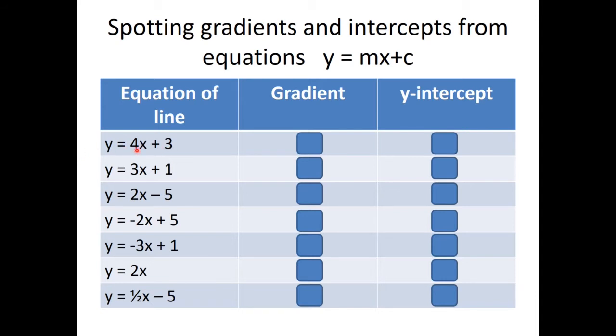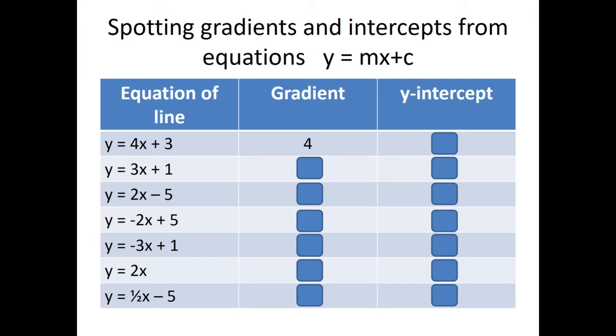So the first one, we've got y equals 4x plus 3. Remember the m, which stands for gradient. It's a little bit annoying that it's m, isn't it? I'd rather it was g, but someone's decided it's going to be m, so we're going to have to live with it. The gradient is the m, the letter that's attached to the x. So in this one, the letter that's attached to the x is 4. So this should say a 4.